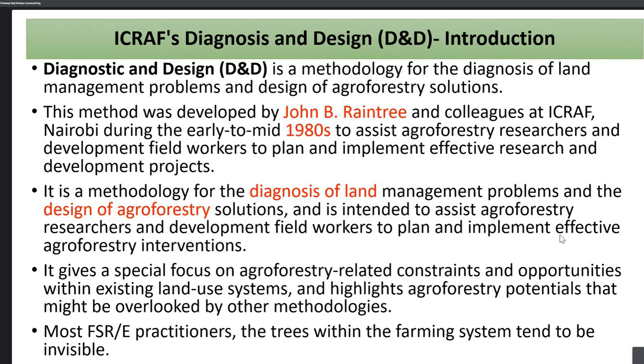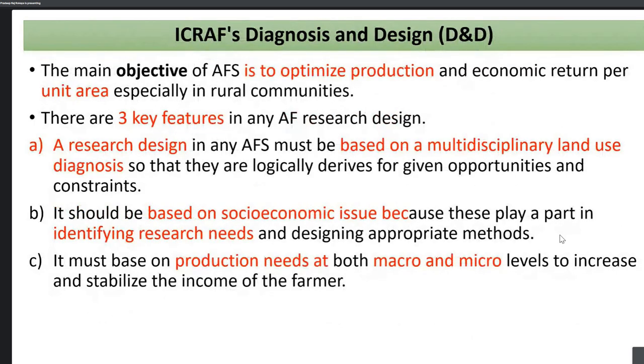Most farming research extension practitioners, the trees within the farming system tend to be invisible. And I should continue. What are the objectives of agroforestry systems? The main objective of agroforestry systems is to optimize production and economic return per unit area, especially for rural communities. There are key features in agroforestry research design.